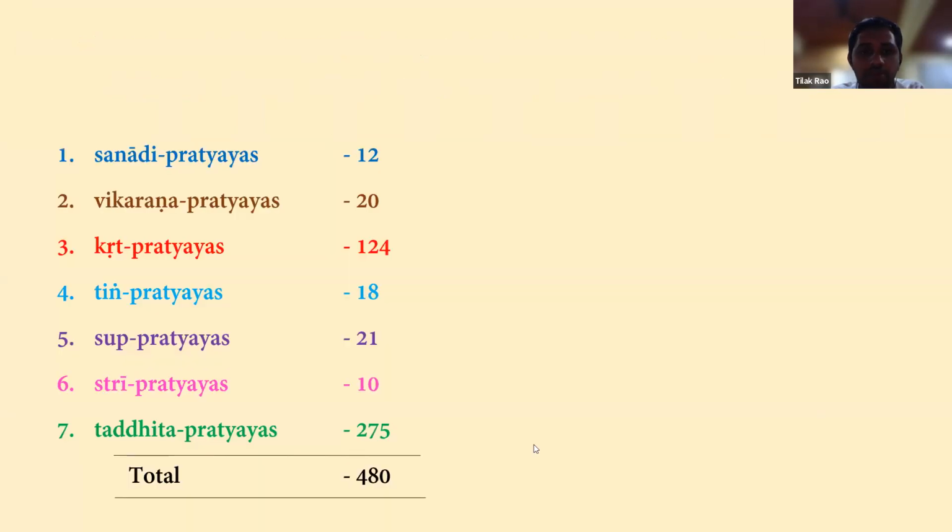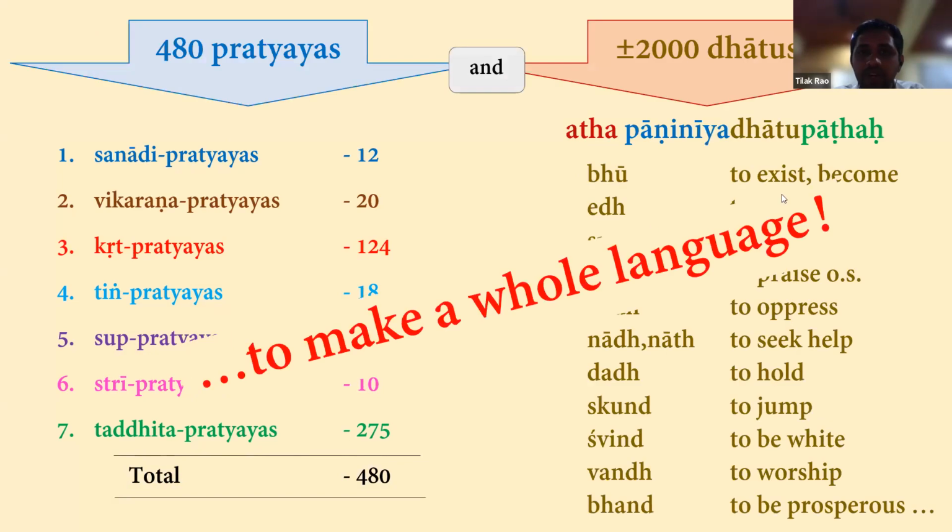Okay, so there are 7 pratyayas. I have listed how many pratyayas are there in that group. Actually, Sanadi is not one pratyaya. There are 12 pratyayas. In Vyakarana again, there are 20, about 124, like that. About 480 pratyayas are there. So all sentences or all Sanskrit words are created by adding these pratyayas to different prakritis.